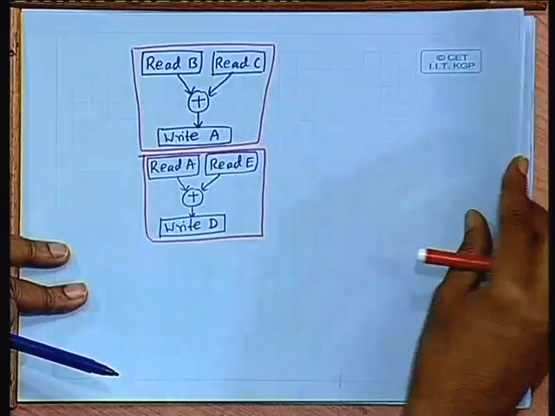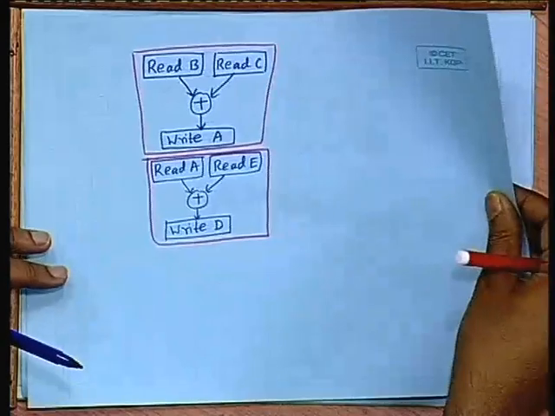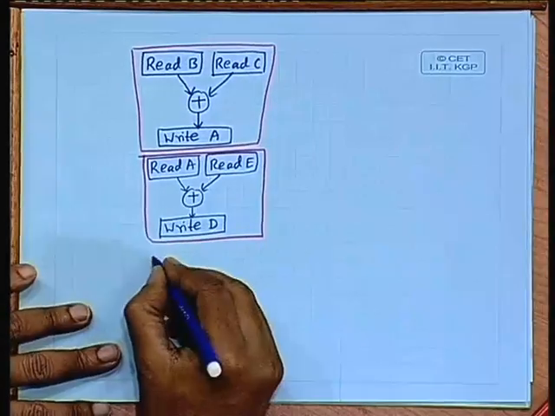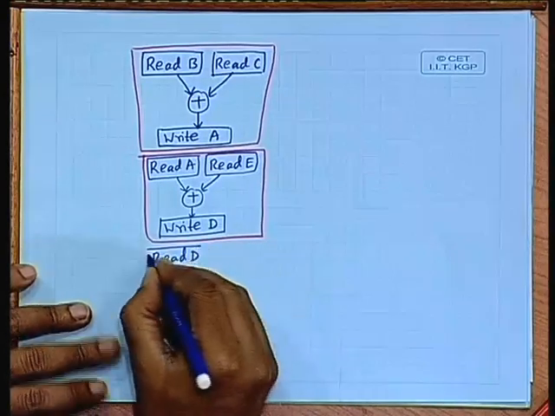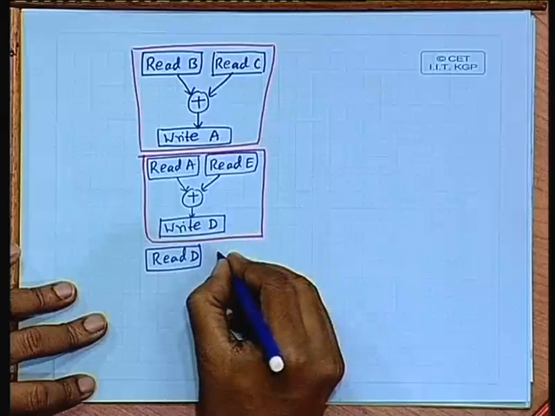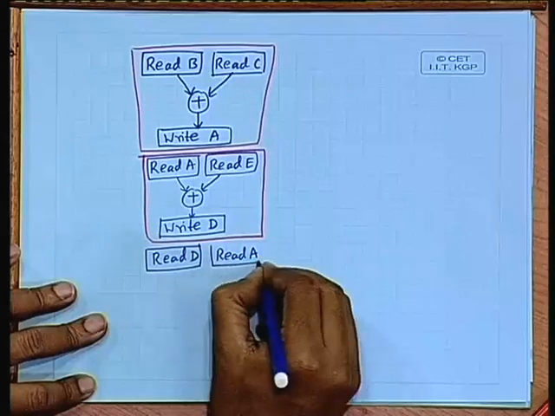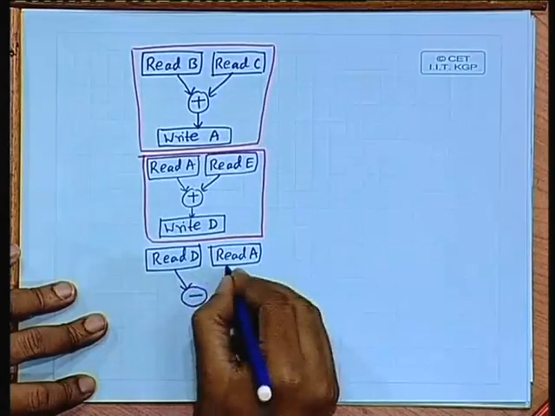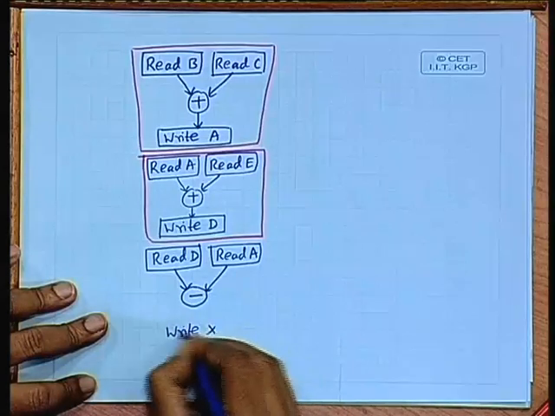Similarly, the third step is X equal to D minus A. So, in the third step you read D, read A, subtraction, this is the operator, and write into X.